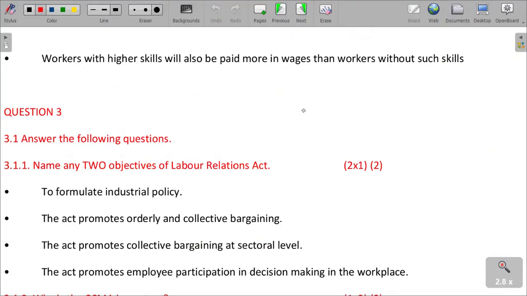Workers with higher skills will also be paid more in wages than workers without such skills. I'm sure that we have seen it and we understand that we tend to align salaries and wages with qualifications. So the more qualified, the more skilled a person is, the better the wages or the salaries. And then we go to question 3.